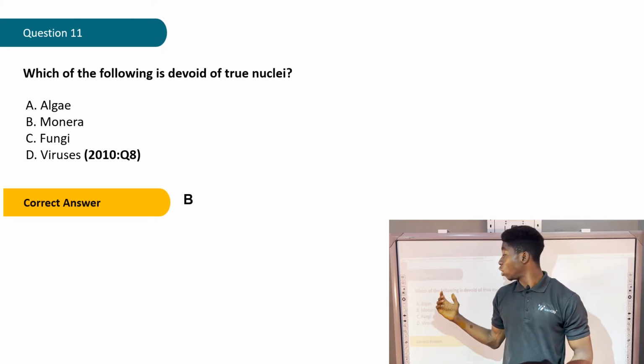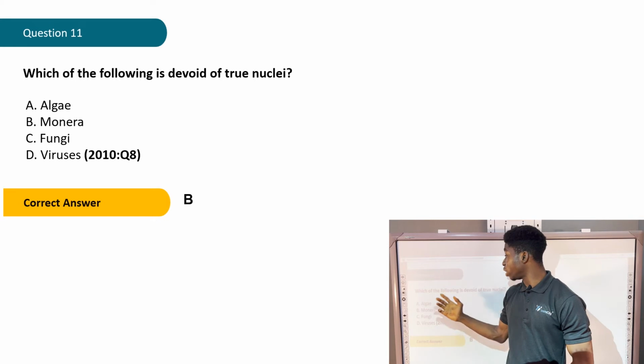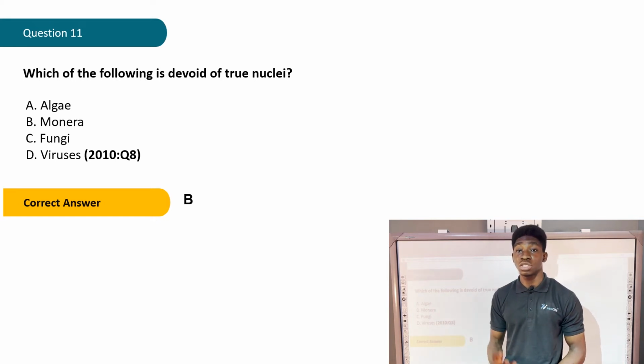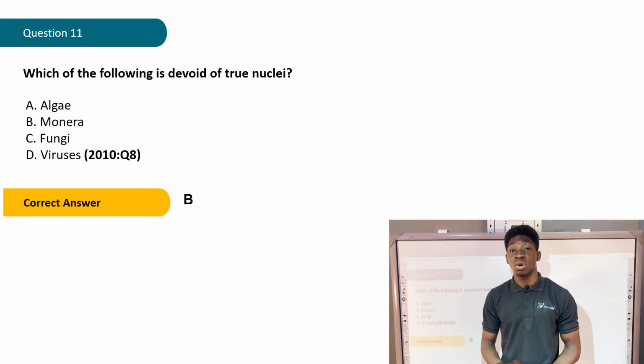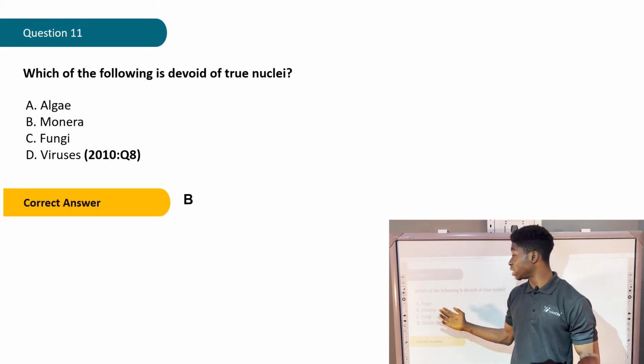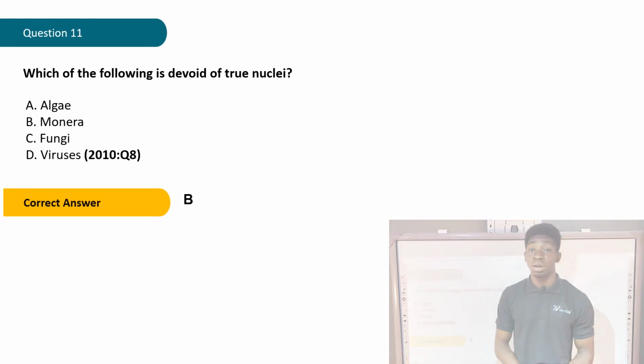Now, all of the other organisms there, algae, fungi, viruses, are what we call eukaryotes. Eukaryotes have a true nucleus. Monera, as a prokaryote, does not have a true nucleus. So definitely the answer is B, Monera.